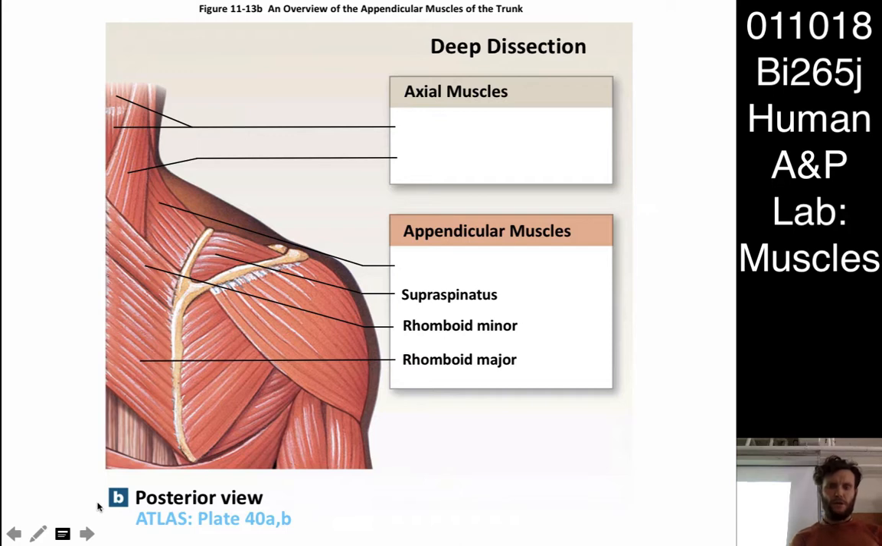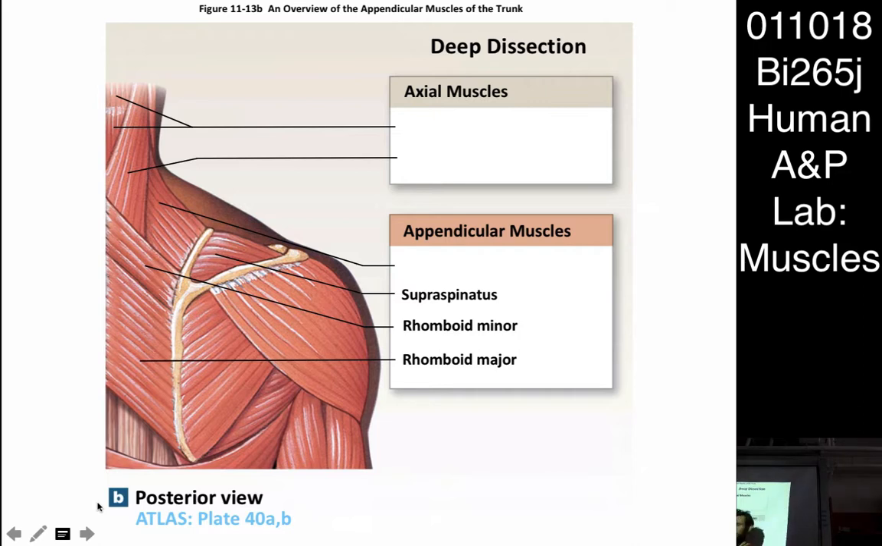All right. So here's a better view of this. Here's the supraspinatus. The trapezius, pardon me, has been resected and cut back. It's been cut away here, and we see the supraspinatus. And then here's the infraspinatus. Both of them are traveling this way towards the head of the humerus.